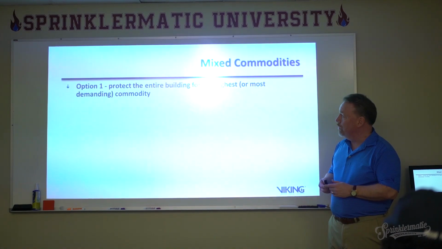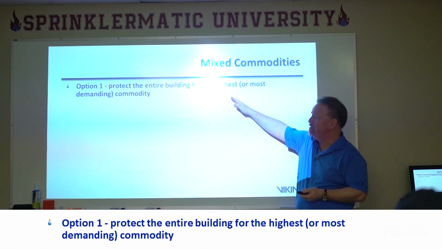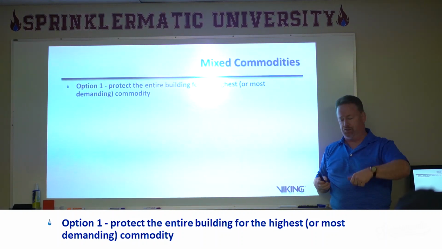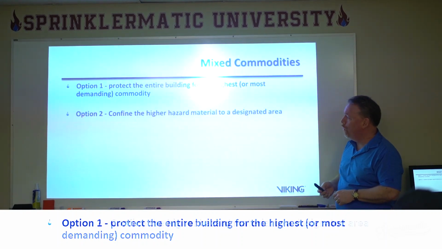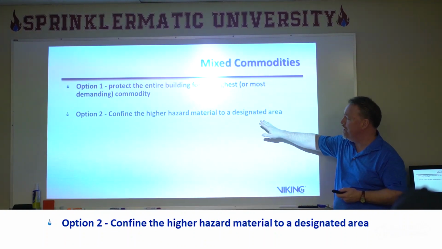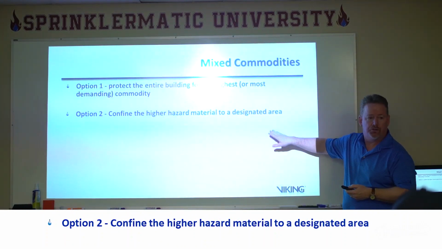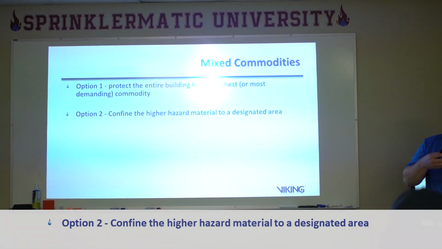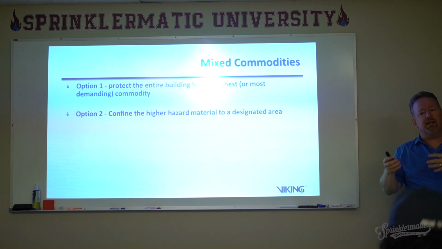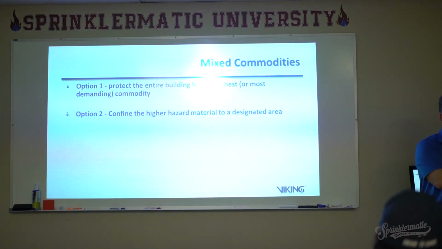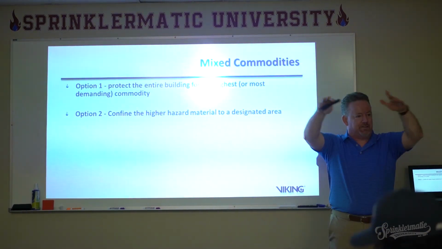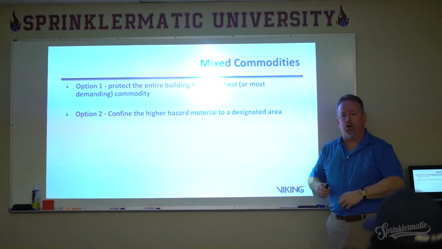So option 1, protect the entire building for the highest or most demanding commodity. Gold star. You got that one right. Or option 2, you can confine the higher hazard material to a designated area and protect just that. Now, that's going to be one thing if we've got a logistics warehouse and we know that we're always going to be getting these materials from this spot. But you go back to Lowe's or Home Depot or something like that, no. This stuff is all over the place.